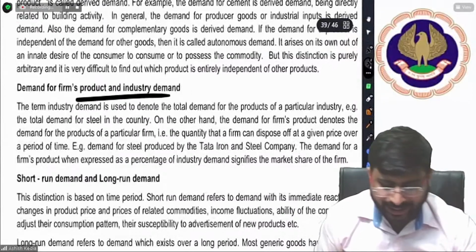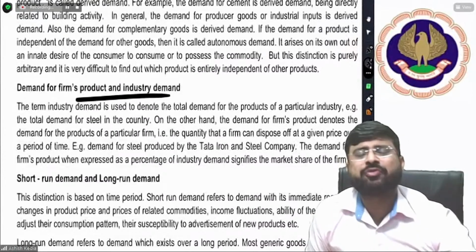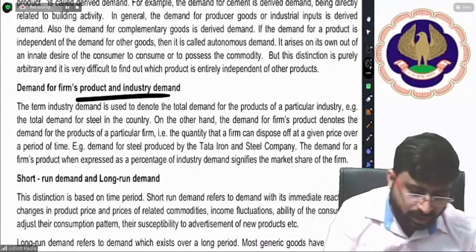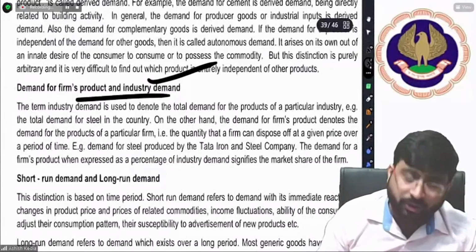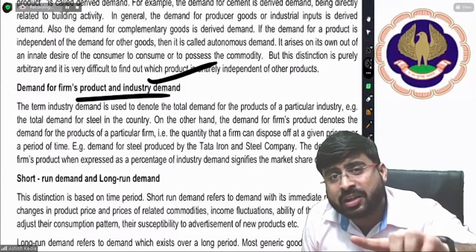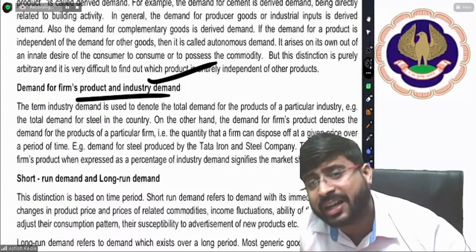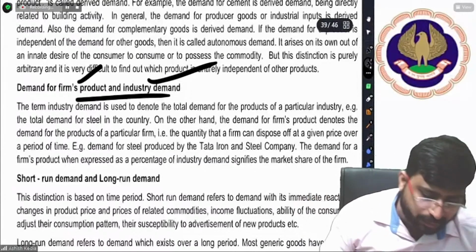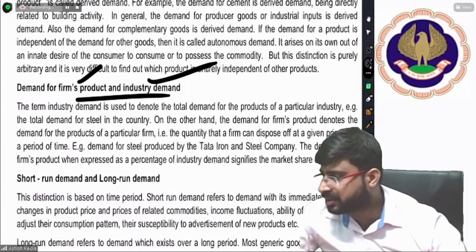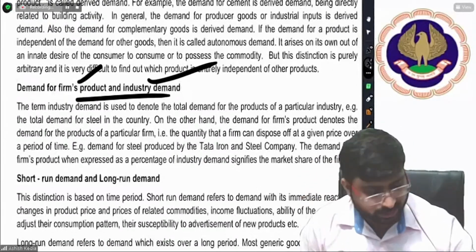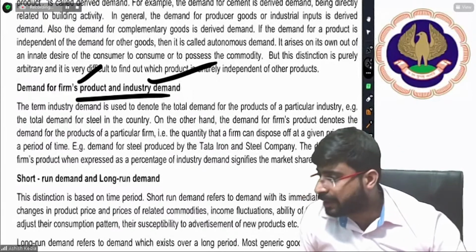Demand for firm's product and industry demand, very simple. If we talk about the steel industry, how much steel is being sold a year? That is industry demand. But how much steel is being demanded or sold by Tata Iron and Steel Company, an individual firm, that is called firm's demand. That is demand for firm's product.